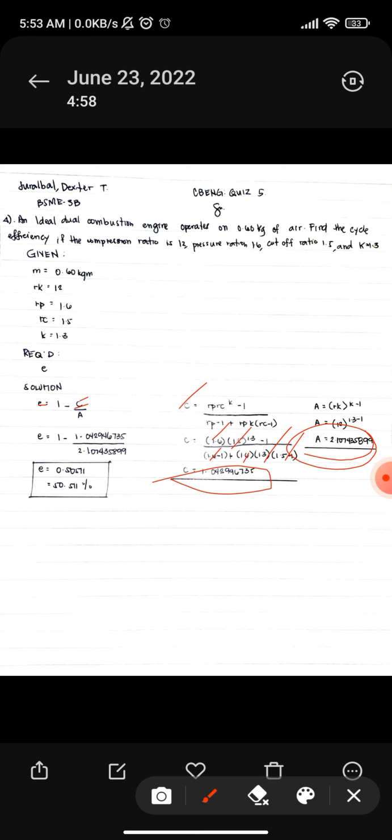So, pwede na natin masolve yung ating E. Meron na, nakuha na tayong C, yung A. So, E equals to 1 minus C over A. 1 minus C na 1.042946735 over A na 2.10743589. So, E natin is we have 0.50511 or 50.511%.